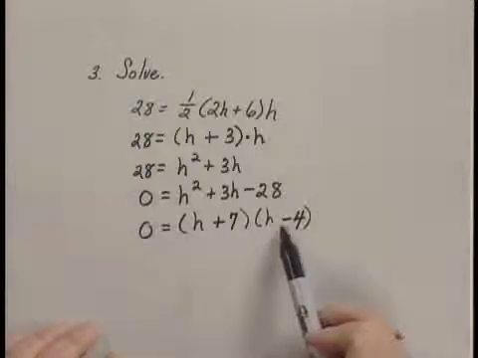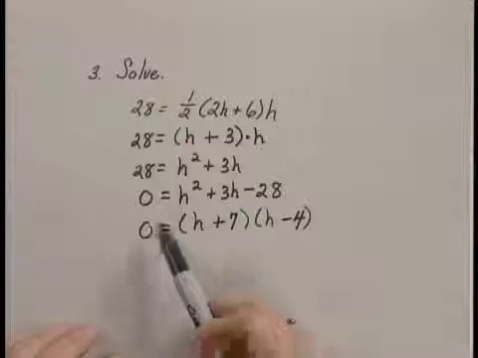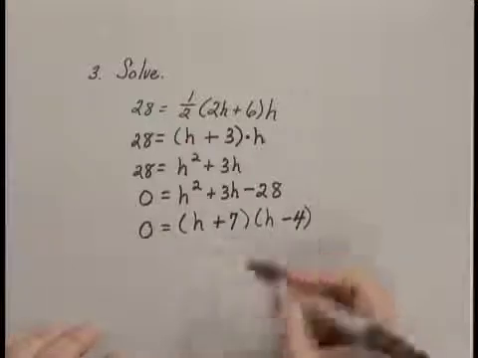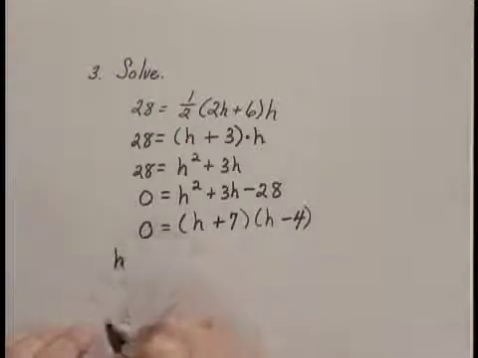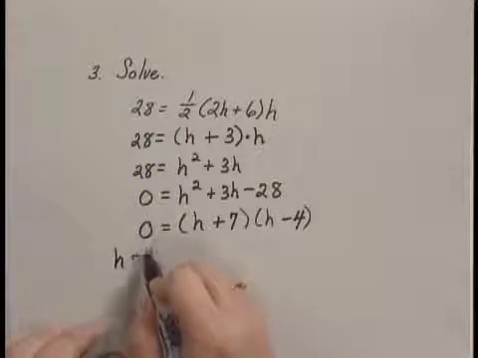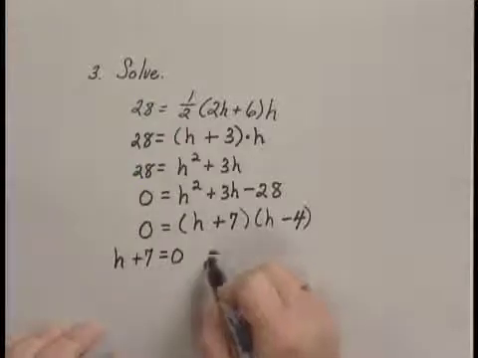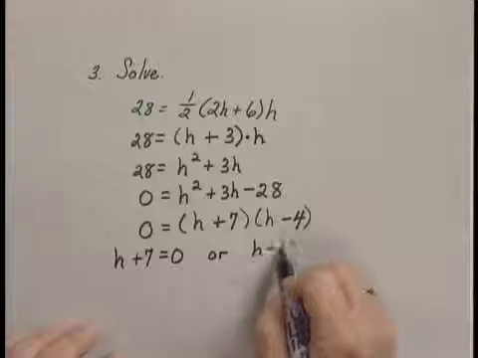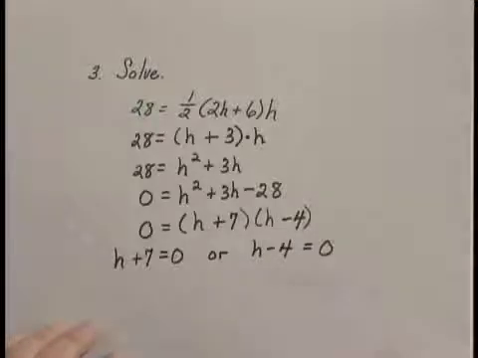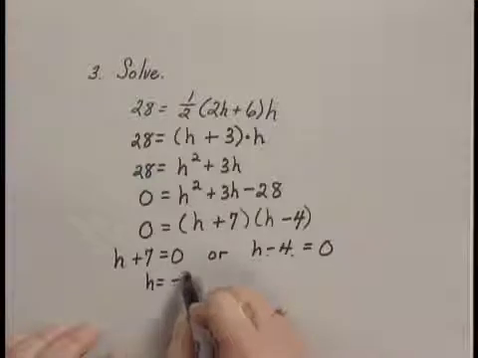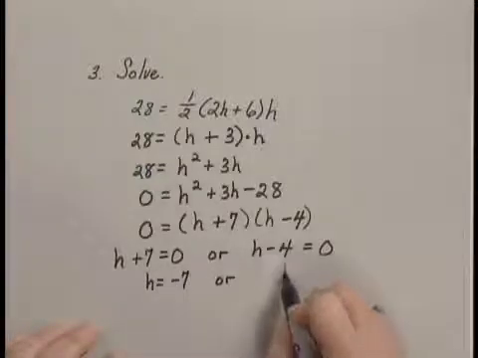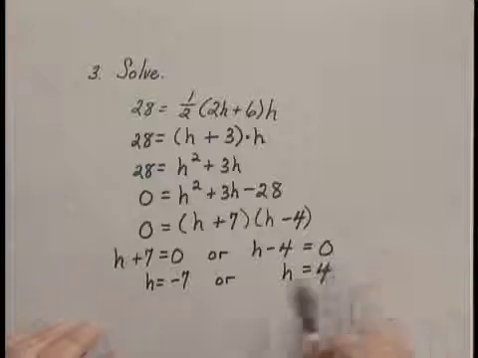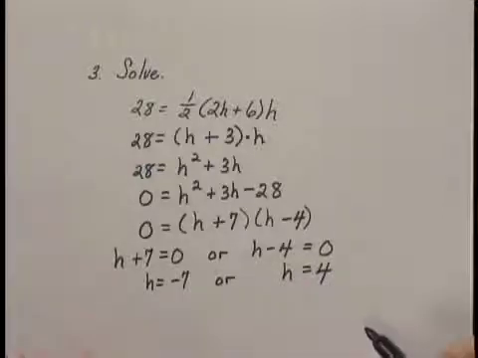Now I have a product of 0, so I can set each factor equal to 0. Using the principle of zero products, I have h plus 7 equals 0, or h minus 4 equals 0. Subtracting 7 from both sides here, I get h equals negative 7, or adding 4 on both sides here, I get h equals 4. Now I'm ready for my next step, and that is to check.